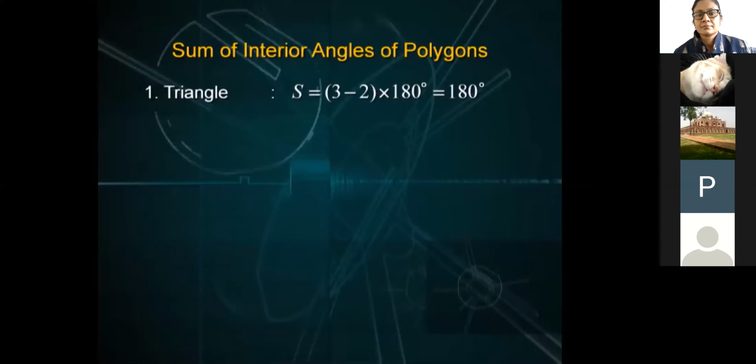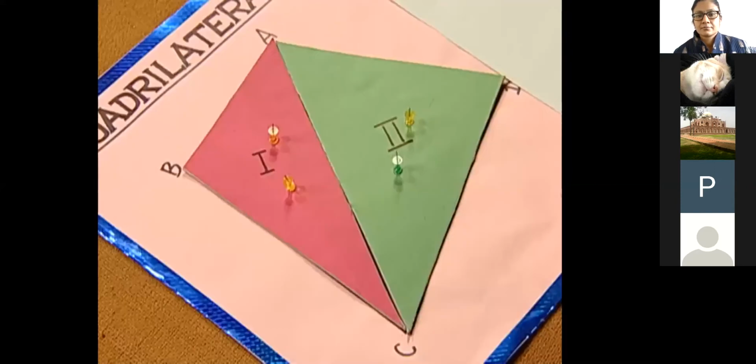Now, let us check this result in case of a quadrilateral. In case of a quadrilateral, as we all know, it has 4 sides. Let us have a quadrilateral here as ABCD.